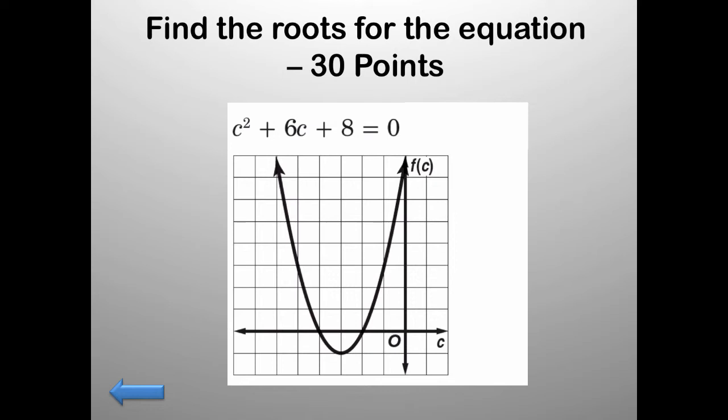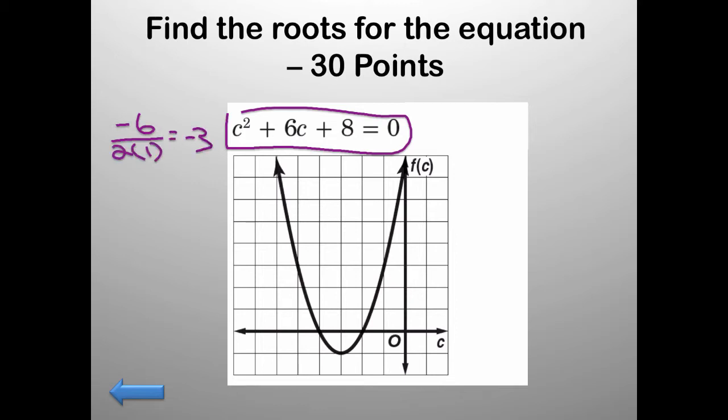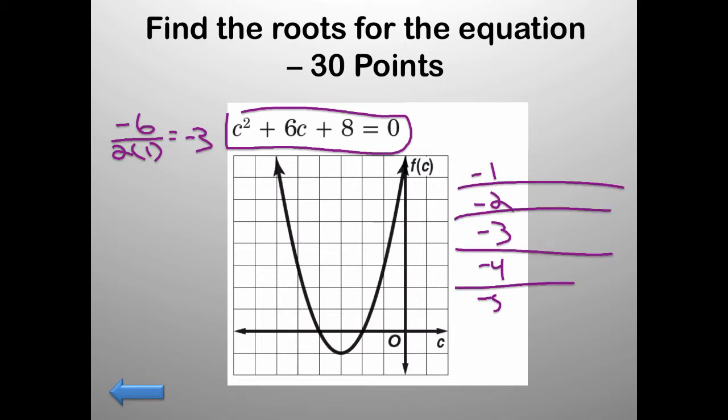In this case, when I'm given an equation, okay, and not a graph, I would do the opposite of b over 2a. In this case, I would get negative 6 over 2 times 1. I would get negative 3. From there, I would build my table. I would find my vertex by plugging in negative 3 here. I would get negative 1. That is my vertex. So now I move on to negative 2.